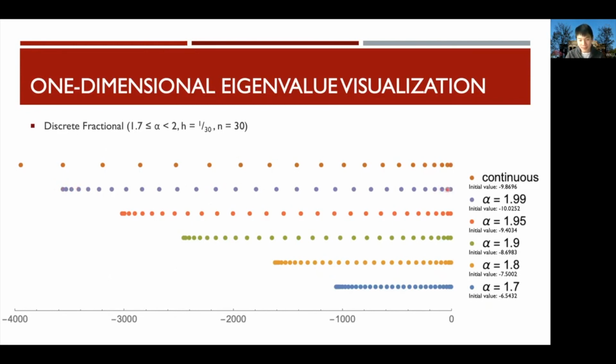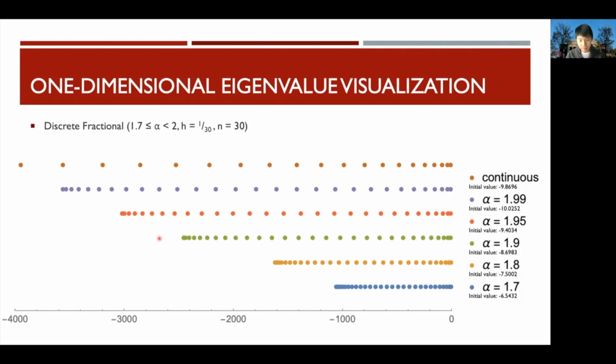And it is still dense on both sides, unlike the continuous, which is only dense on one side. But they do approximate better as alpha approaches 2. And you'll see on this right-hand side, the initial values are not 0. They are listed on the right-hand side here. They're not 0. It just looks very close to 0 simply because of the nature of the scale of this graph.